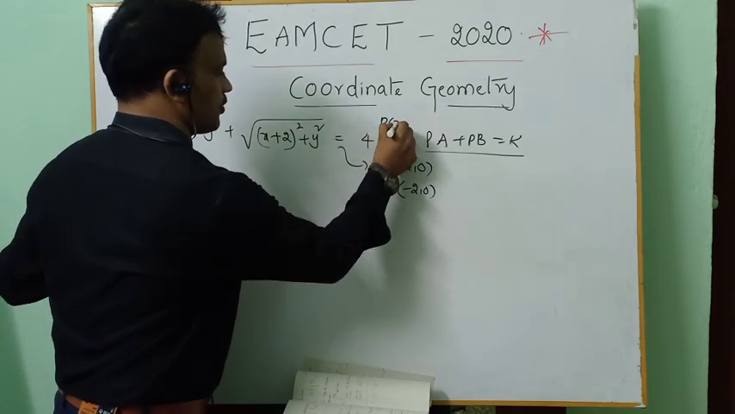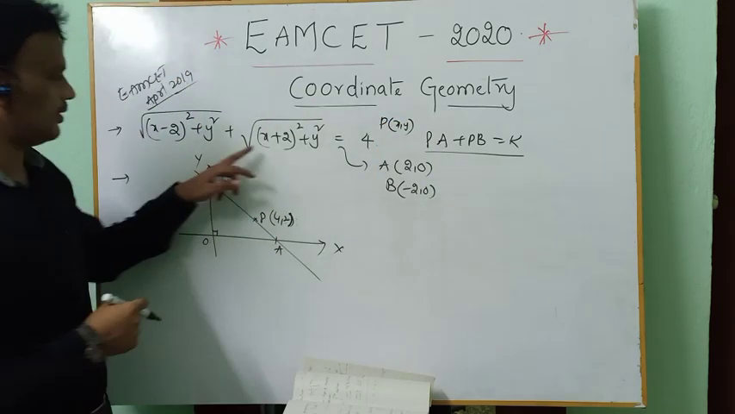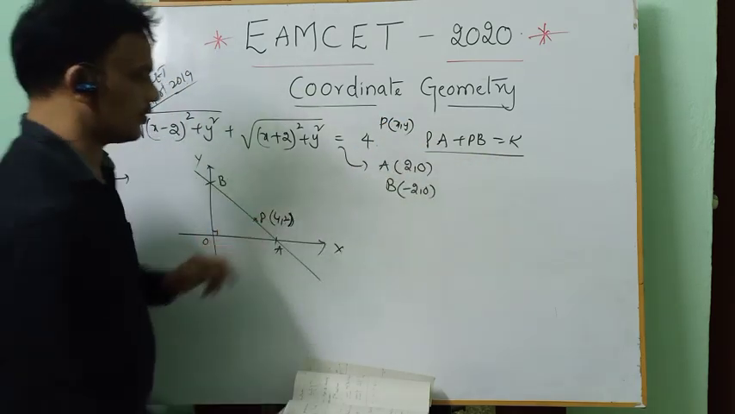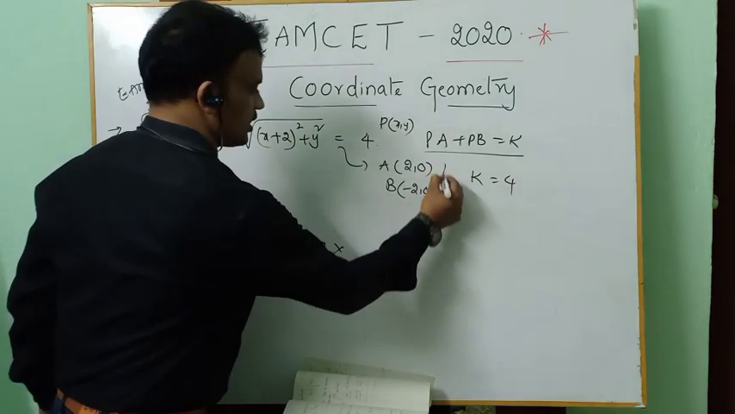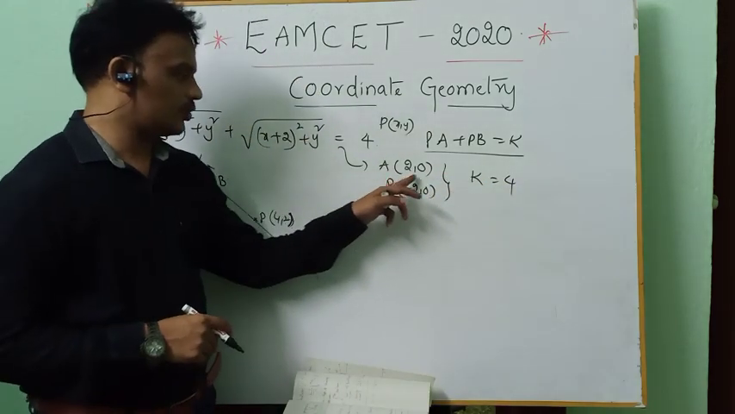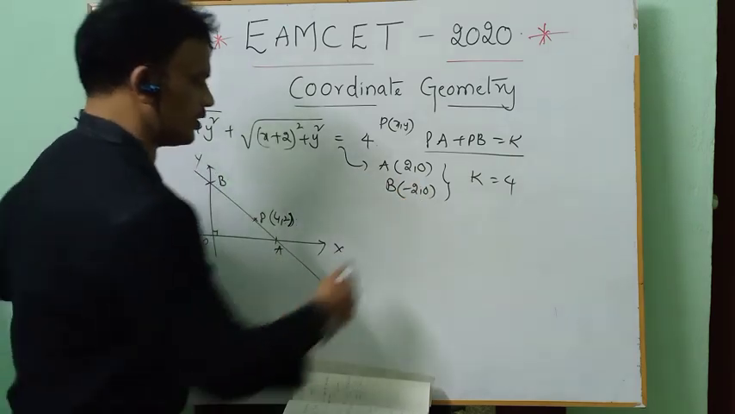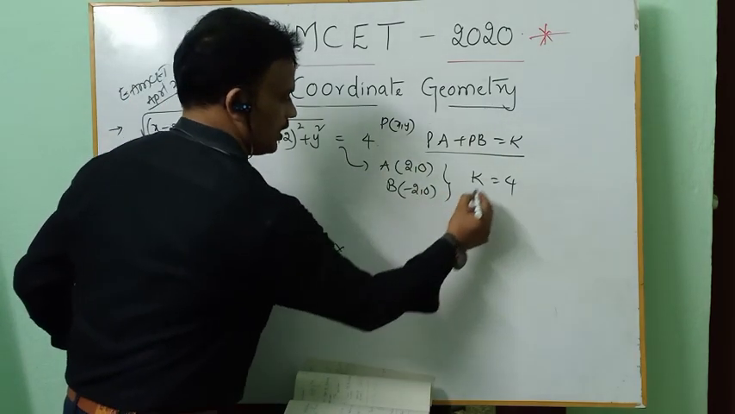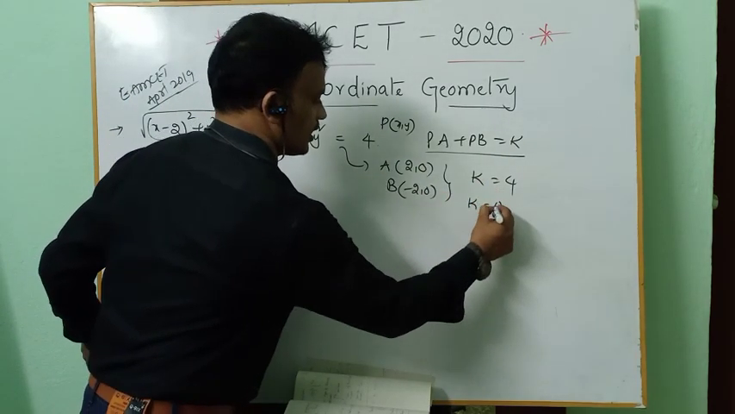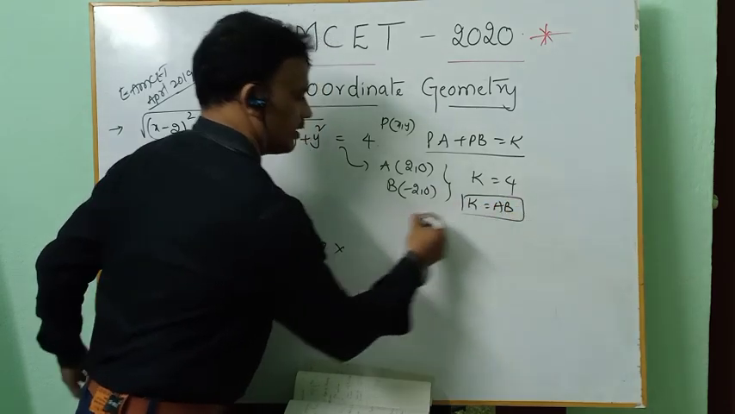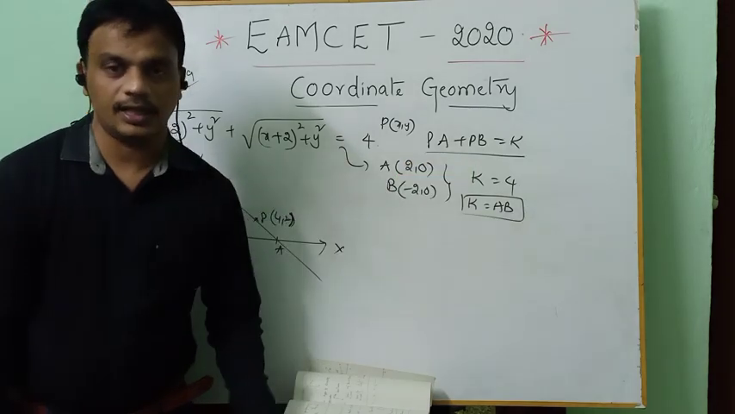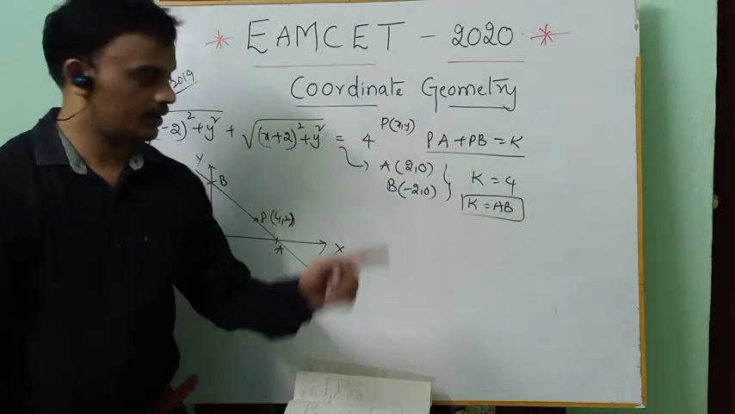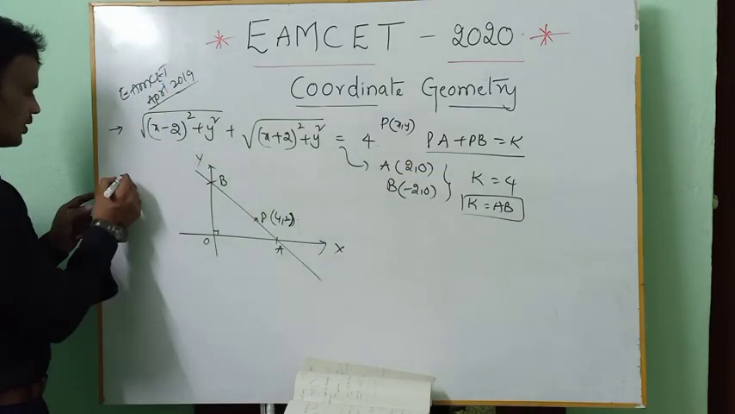P is your locus point x comma y, and the constant K is 4. Now what is the distance between the two points A and B, 2 comma 0 and minus 2 comma 0? It takes 4 units. So the distance between them is 4, and the K value is 4. Yes, K is equal to AB. What is the condition? When K is equal to AB, it is a line segment. And coming to the next question.